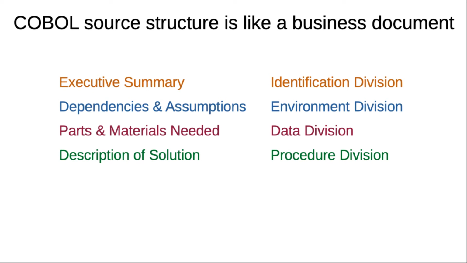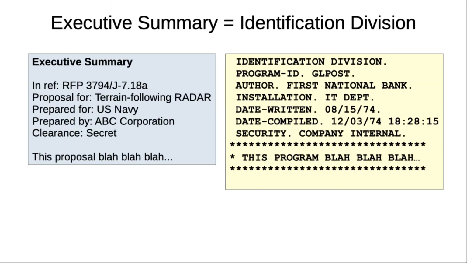Hopper was working in the U.S. Navy at the time, and a Cobol program is structured like a document that would have been very familiar to her team, a response to a request for proposal. The executive summary describes the purpose and scope of the proposal. The identification division describes the purpose and scope of the program.